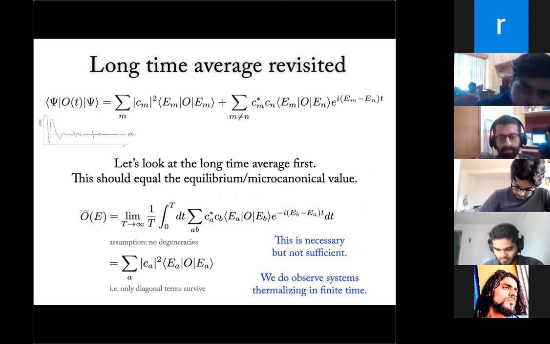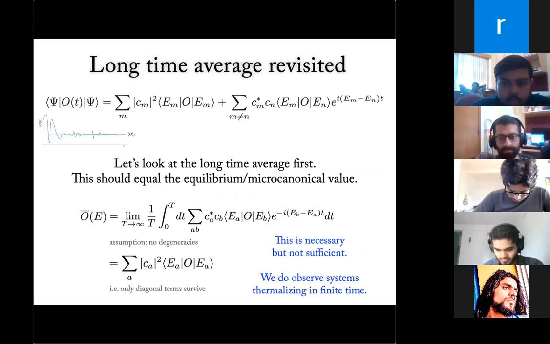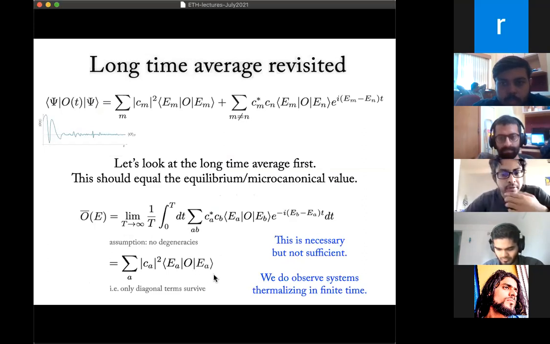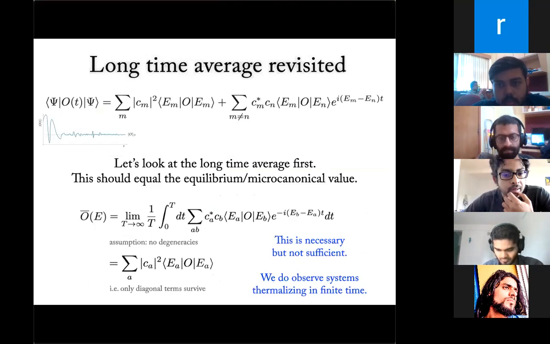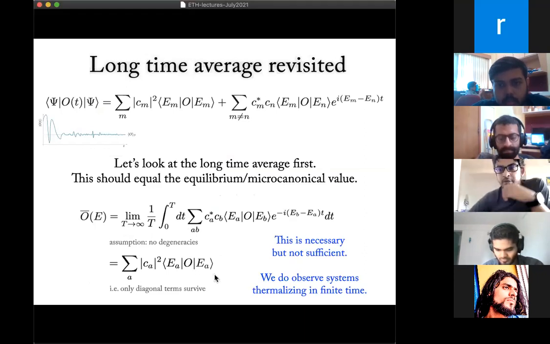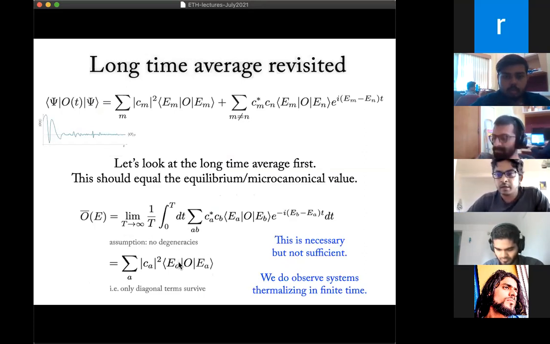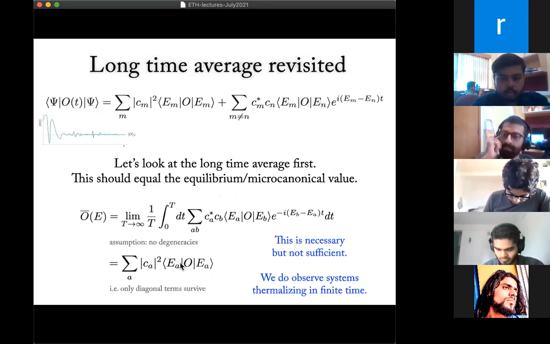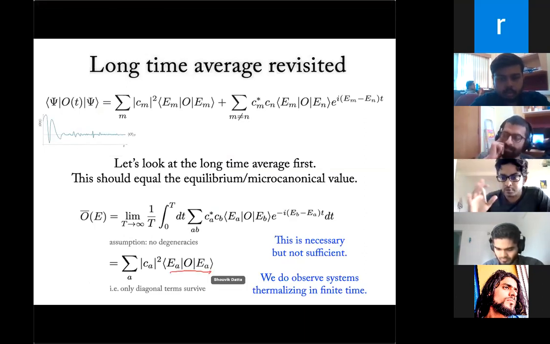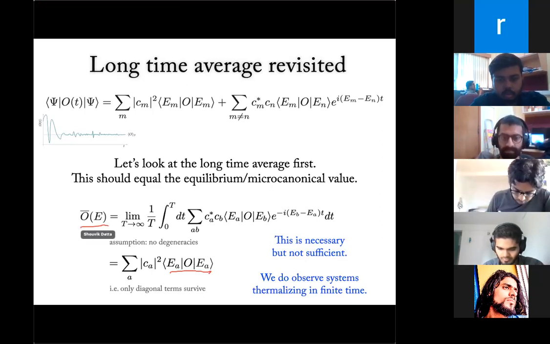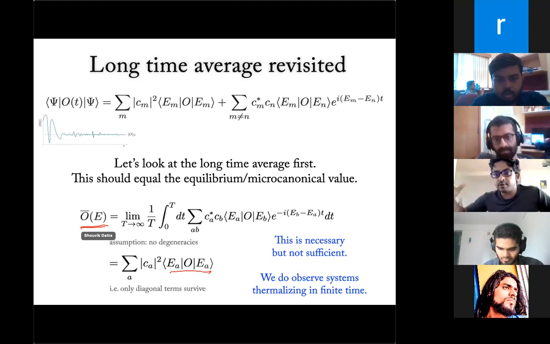So we looked at this. What did I want to say here? Right. Okay, so now we saw that the details can be erased if this was a constant. But this is the long time average. It's an average over long times.